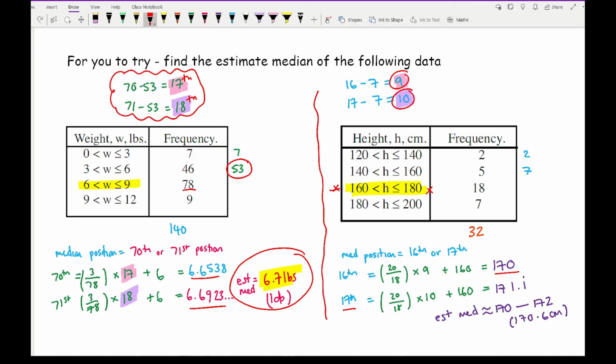If you want to be really precise, then you add those two numbers up, divide it by 2, and I get the final answer as being 170.6 to 1 decimal place. I think the actual answer is 170.5 recurring, but there you go. But again, if you gave your answers as 170 or 171, you would still most likely get 4 marks.